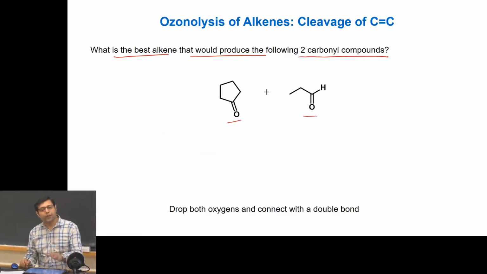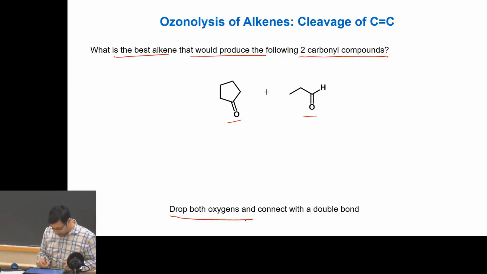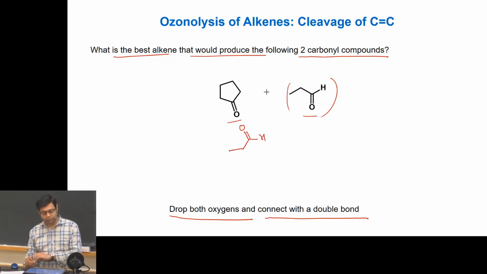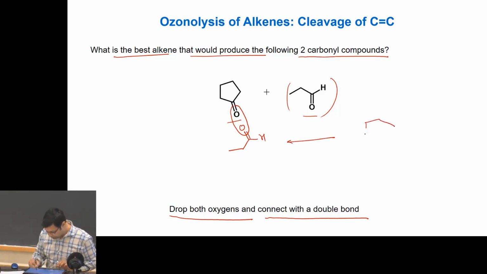Now, when you're given the products, the best way to figure out the alkene is drop both the oxygens and connect with a double bond. So I'm going to write this molecule like this. In front of the other molecule and facing the oxygen. All right. So you want to drop the oxygens and connect these two carbons with a double bond to figure out the alkene. So this is the alkene. Upon ozonolysis, it will give you those two molecules as the product.